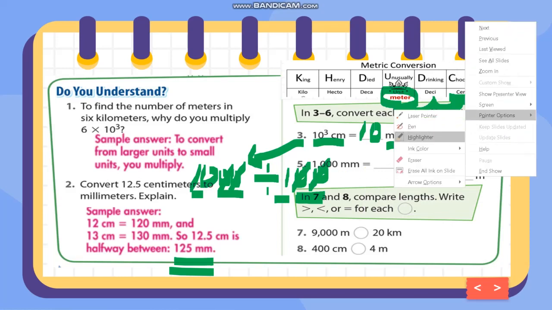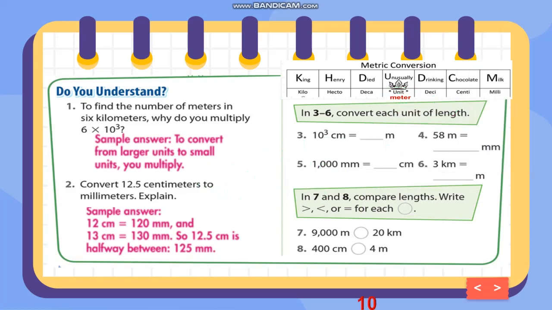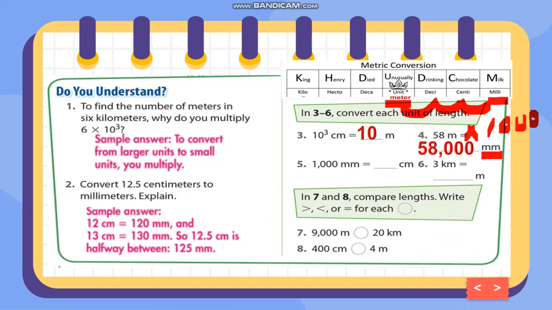In number 4, we have 58 meter, and we're going to convert it into millimeter. So from meter to millimeter, from higher unit going to smaller unit. By how many movements? Tenths, hundreds, thousand. So from higher to smaller means multiply. So we need to multiply this by 1000. So 58 multiplied by 1000, the answer is 58,000 millimeter.